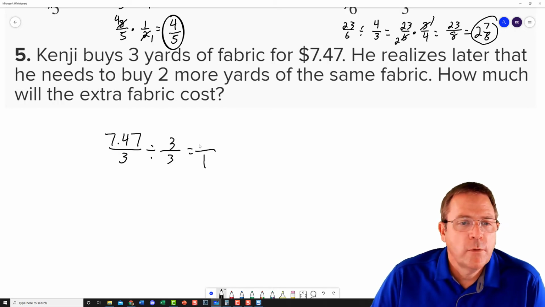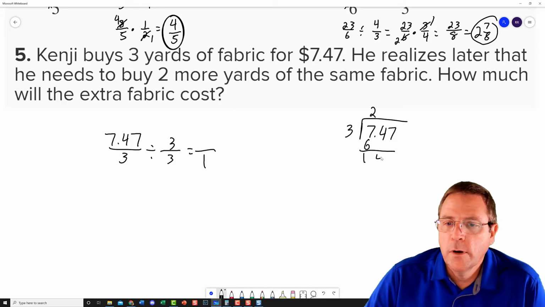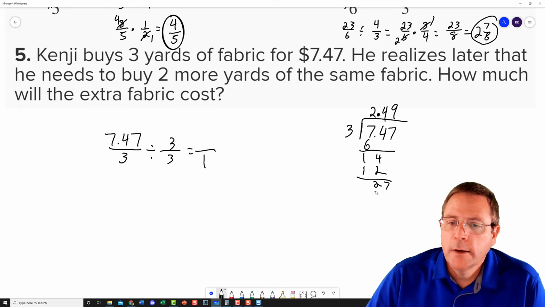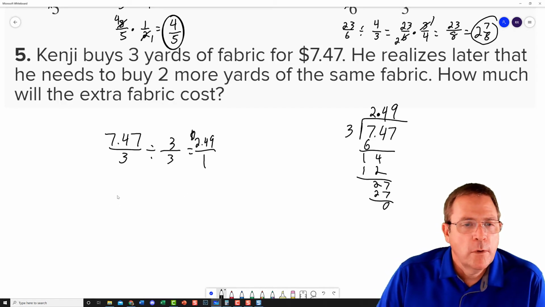3 will go into 747. Let's come off to the side and do this just so y'all can see how I'm doing my problem. 3 goes into 7 2 times. 2 times 3 is 6. Bring down the 1 and the 4. 3 goes into 14, the decimal goes up, 4 times. 4 times 3 is 12. Bring down the 2 and the 7. 3 goes into 27 9 times. 9 times 3 is 27 with nothing left over. That means that our fabric costs $2.49 per yard.